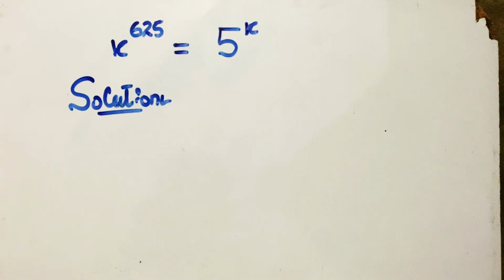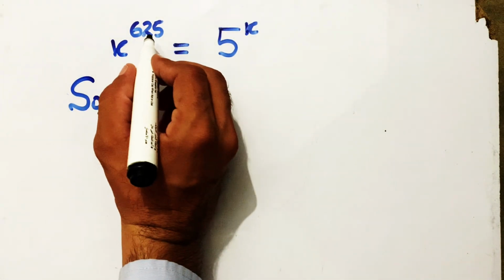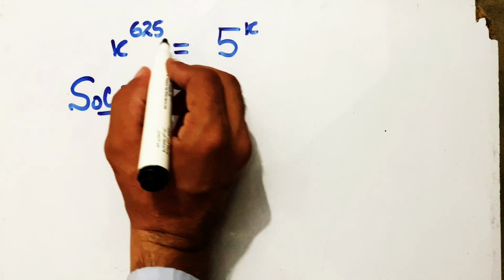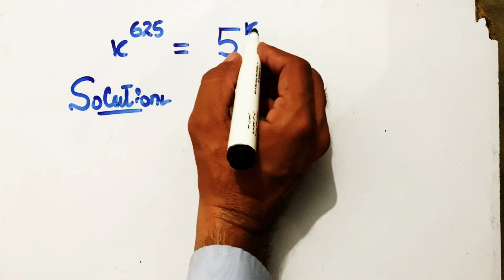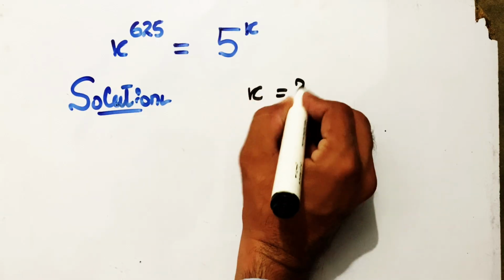Today I am trying to solve this math Olympiad problem in a very unique way. So let's find out the solution. Our equation is x to the power of 625 equals 5 to the power of x. I'm trying to find the value of x here.